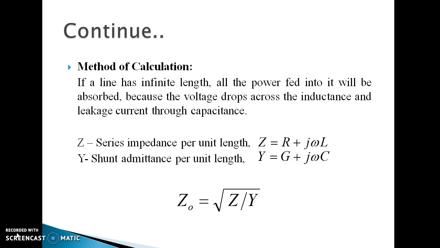How to calculate this characteristic impedance? The formula is Z0, that is the characteristic impedance, is equal to under root of Z by Y. Here Z is the series impedance per unit length, that is equal to R plus j omega L, and Y is equal to G plus j omega C. So Z0 is equal to under root of Z divided by Y.